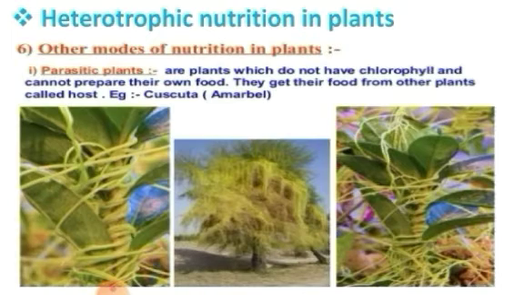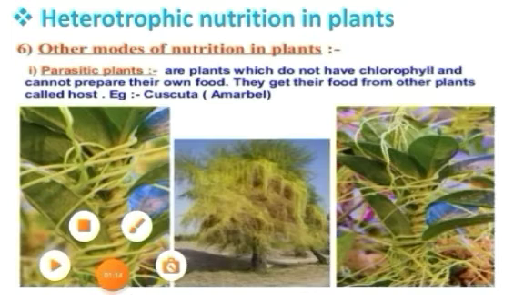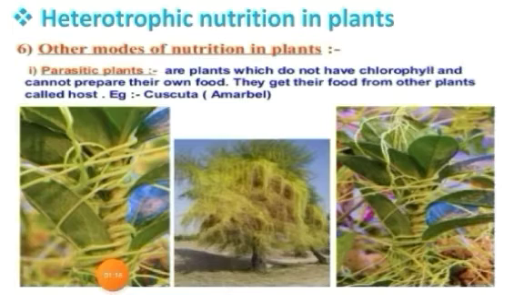If you look carefully, they are not in green color also. So these plants cannot prepare their own food. That is why it is living on a green color plant. So this green color plant is host. This host plant is going to perform photosynthesis. So it prepares food. So cuscuta obtains its food from the host.